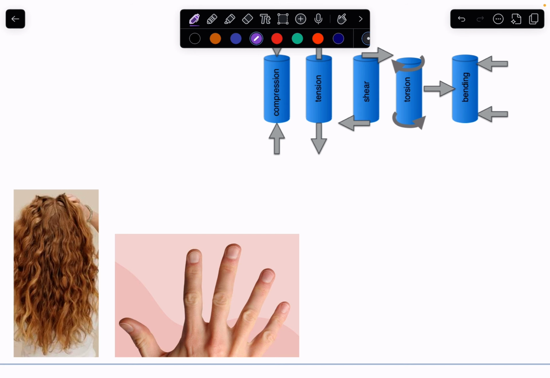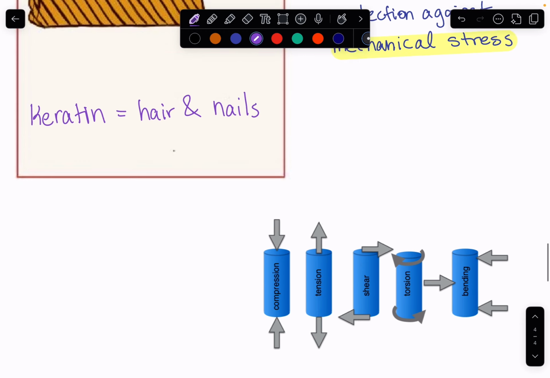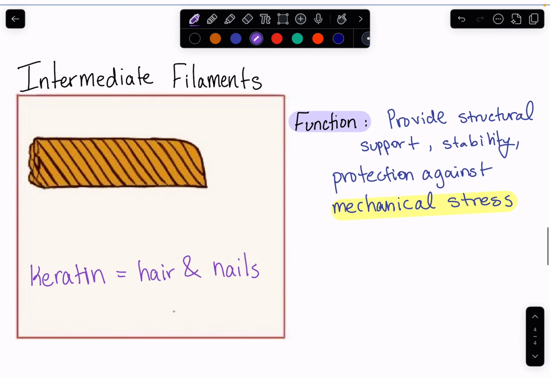And what they can do for the human body. So that is just a brief overview of the intermediate filaments, their function, what they do for the body, and how they protect the individual cell, give it structural support, stability, as well as the ability to withstand that mechanical stress. So intermediate filaments are the last component of the cytoskeleton that we wanted to cover.